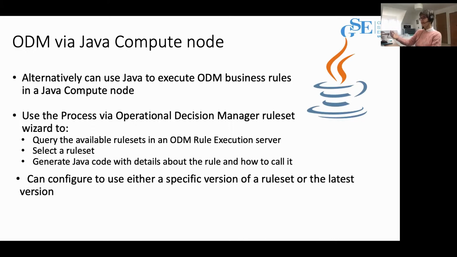Select the rule set, and then this will generate your Java code with the information about the rule and how to call it. And again, like you could for the specific ODM flow node, you can also set either a specific version of the rule set, or you can use the latest version here, depending on what's most suitable, if you're tied to a version or not.